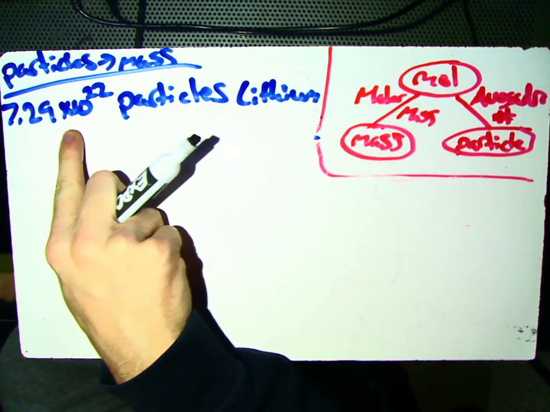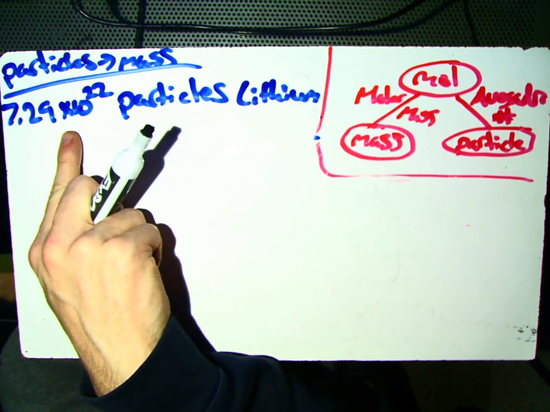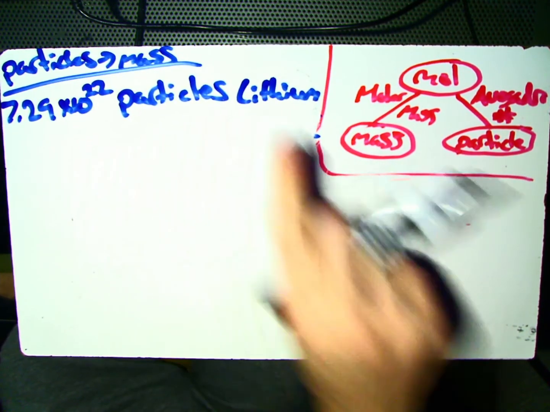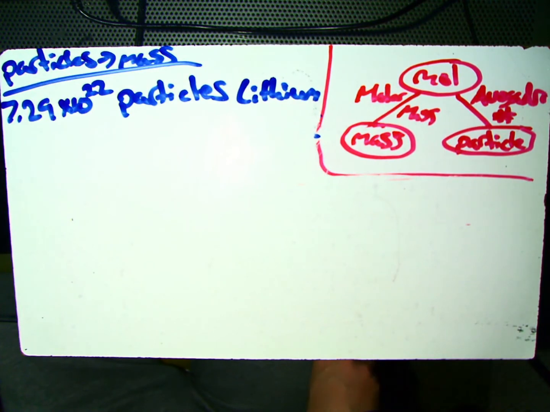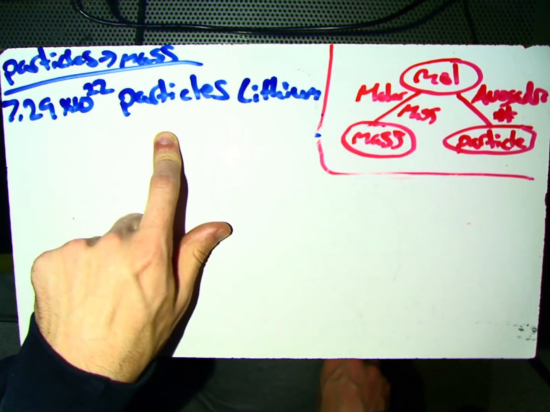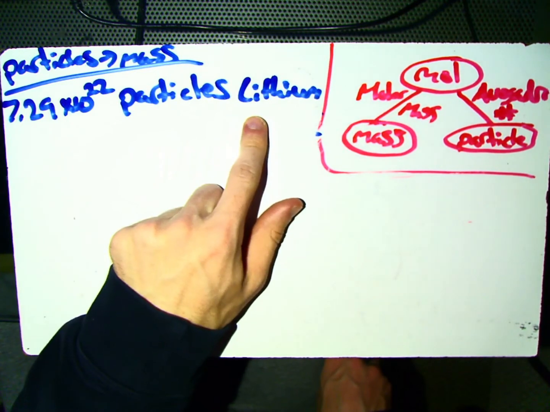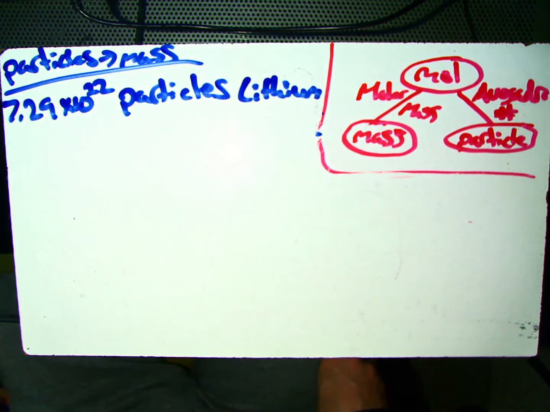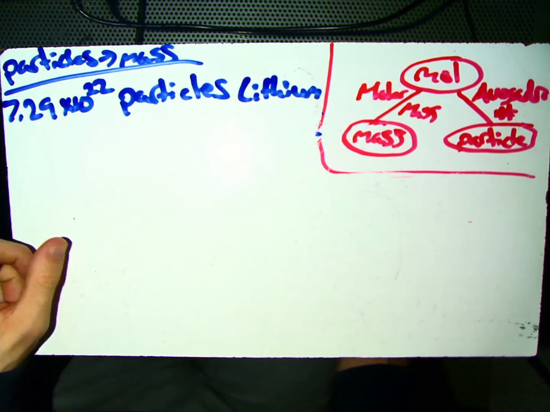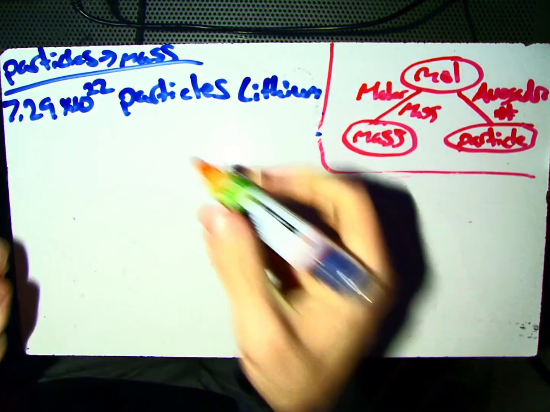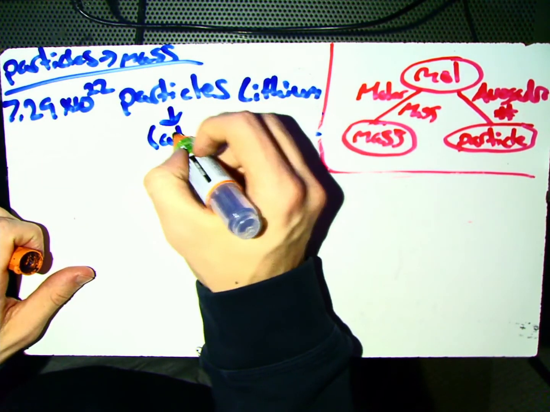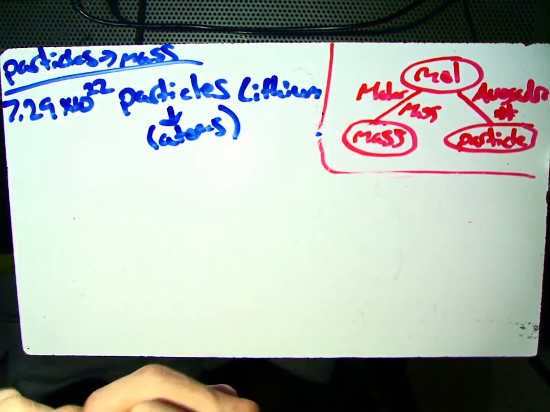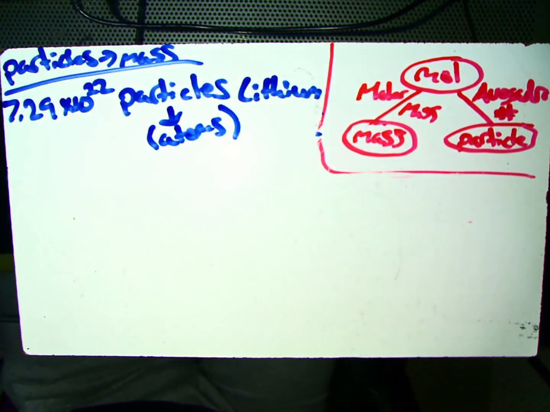What's our given here? We know that we have 7.29 times 10 to the 22 particles of lithium. I didn't want to write down what kind of particle because I want you to think really quickly. What is lithium? Well, lithium is a pure element, right? And when we're talking about just a pure element, assuming it's not a diatomic molecule, remember Hunkelbrief, then it's going to be atoms. Lithium is not a part of Hunkelbrief. Lithium is not a diatomic molecule.